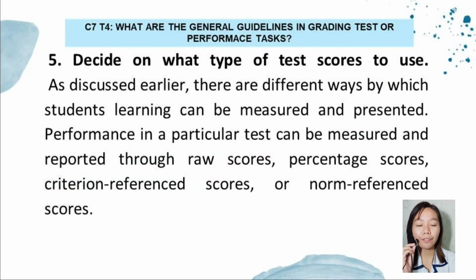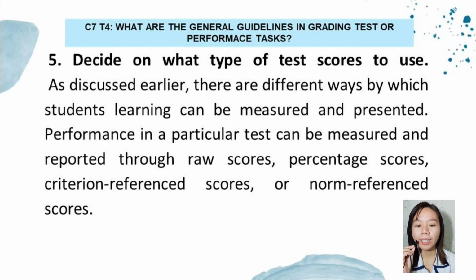The last and fifth guideline is decide on what type of test score to use. As discussed earlier, there are different ways by which students' learning can be measured and presented. Perhaps a particular test can be measured and reported through raw score, percentage score, criterion reference score, or norm reference score. That is also discussed by my group mates.